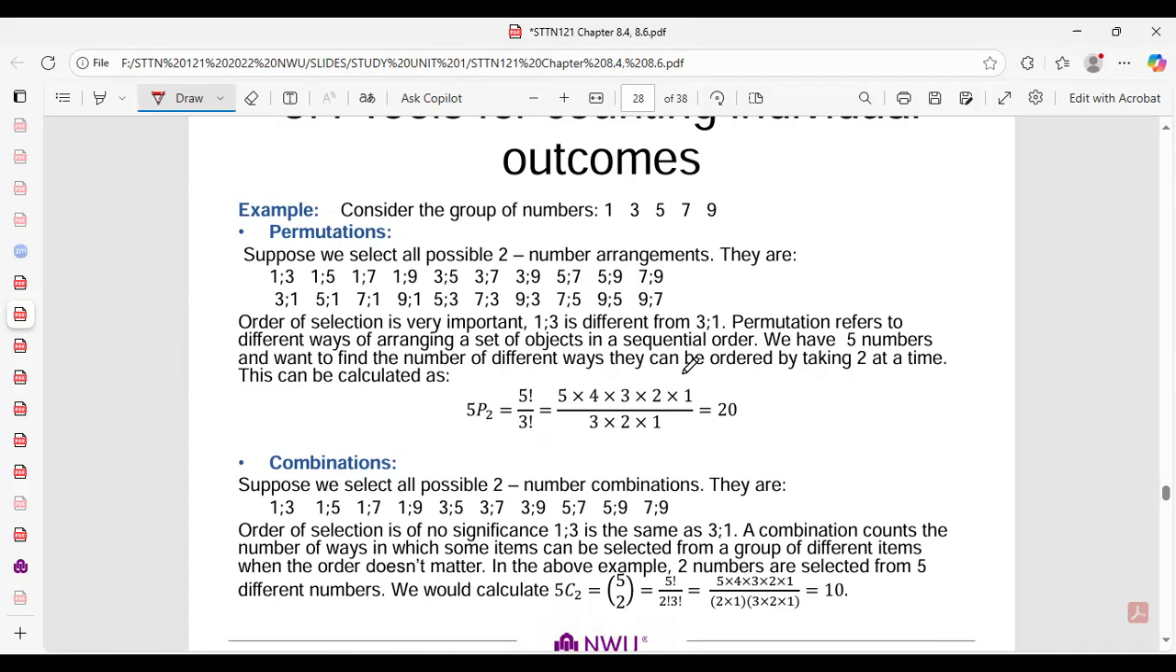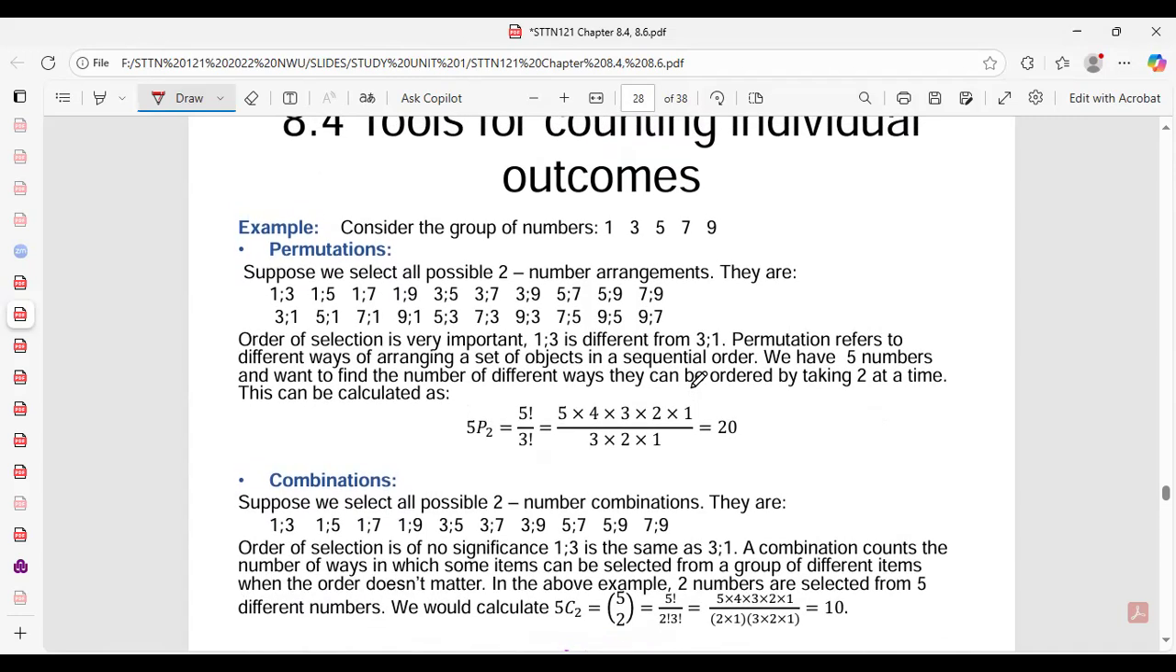Okay, the difference, because I believe there will be a student asking, what is the difference? If you're given a question, how do you see that this question is based on permutation, and how do you see that the question is based on combination? Look at this. We're given data like this: 1, 3, 5, 7, 9. They say suppose that we select all possible 2, the number of arrangements. Under permutations, guys, the order in which you select is very important here. The order is very important.